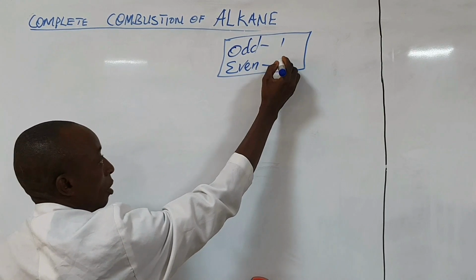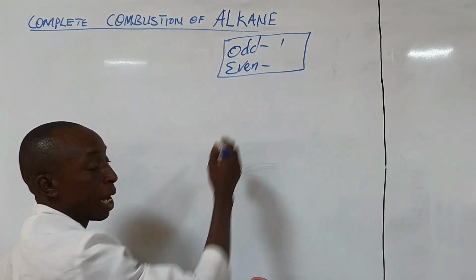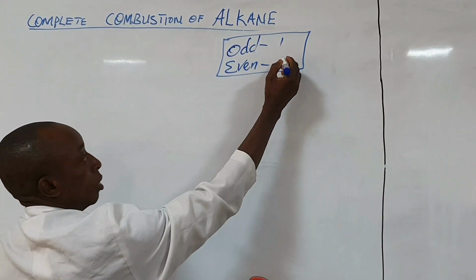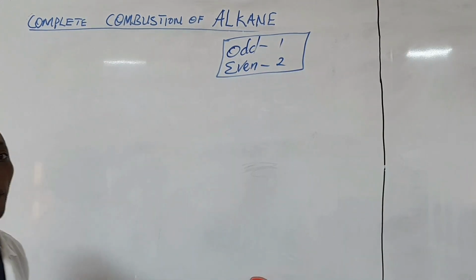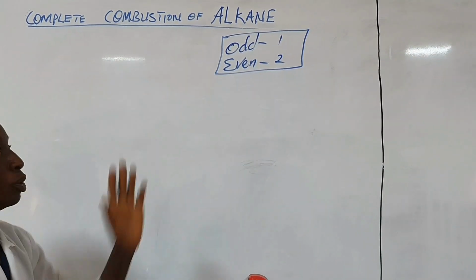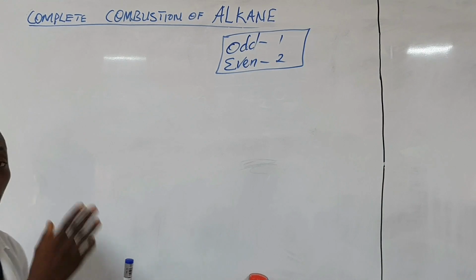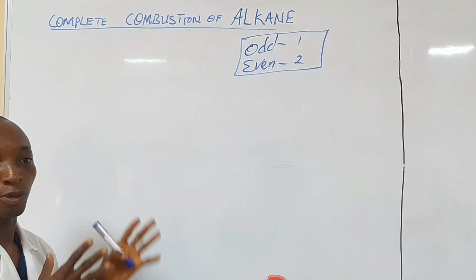By odd, just say the single. Then by even, when you want to balance an alkane with an even number of carbon, you double the number of moles of the reactant. We will get to understand what that means, because in this video, we check with a formula.